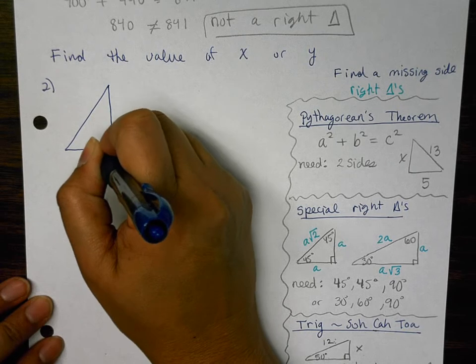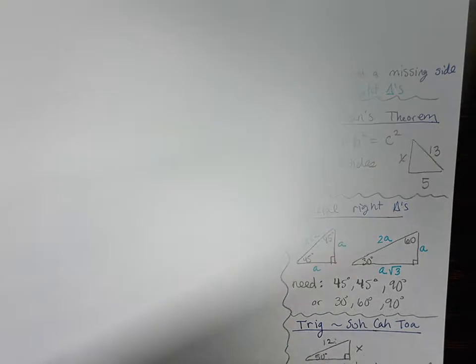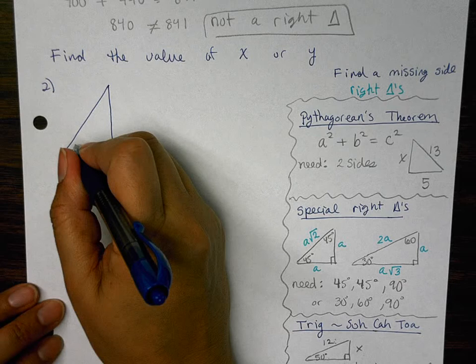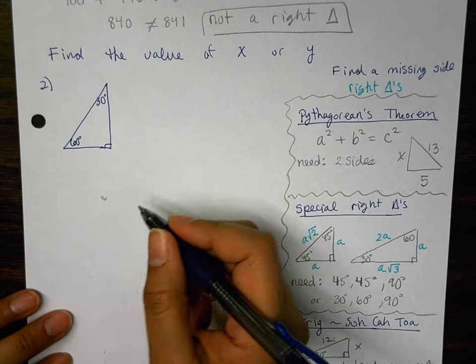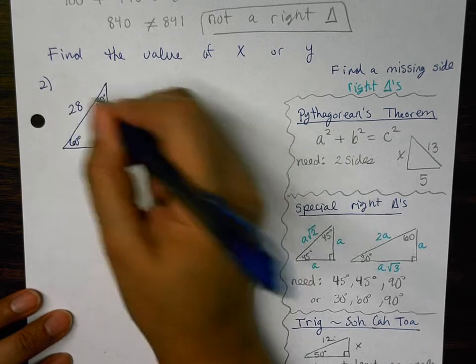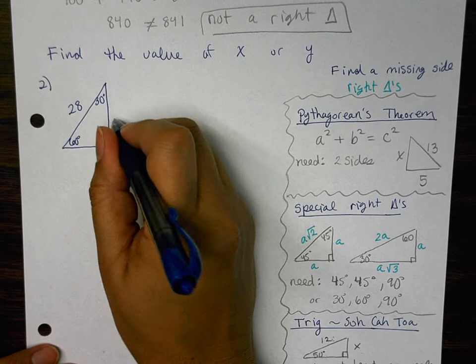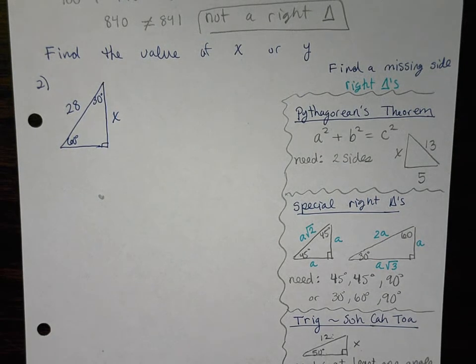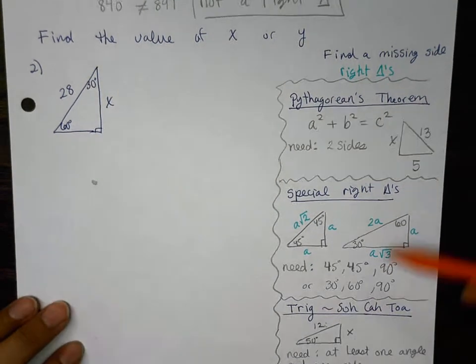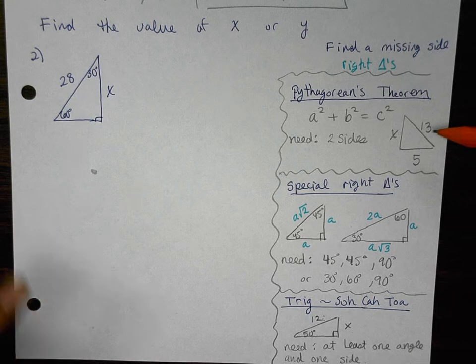Okay, first one, I'm going to draw a right triangle. Remember, all of these are for right triangles only. All of these methods here. Okay, 60, 30, 28, and x. Okay. Let's go through our list.